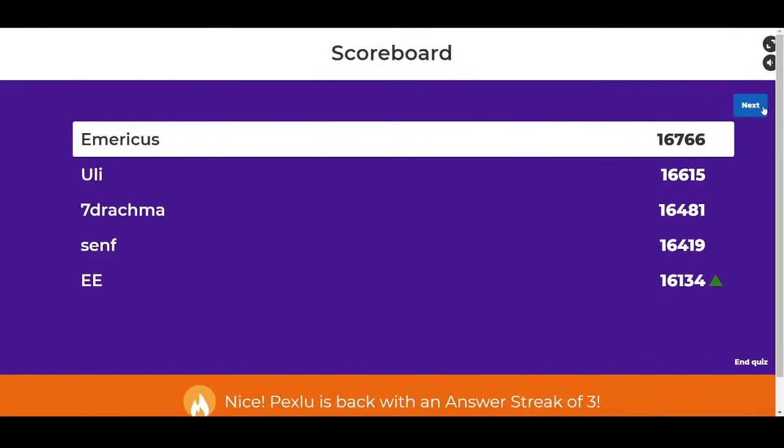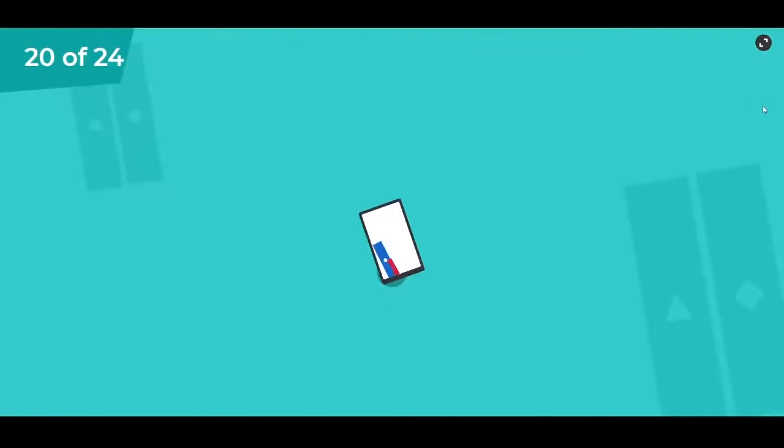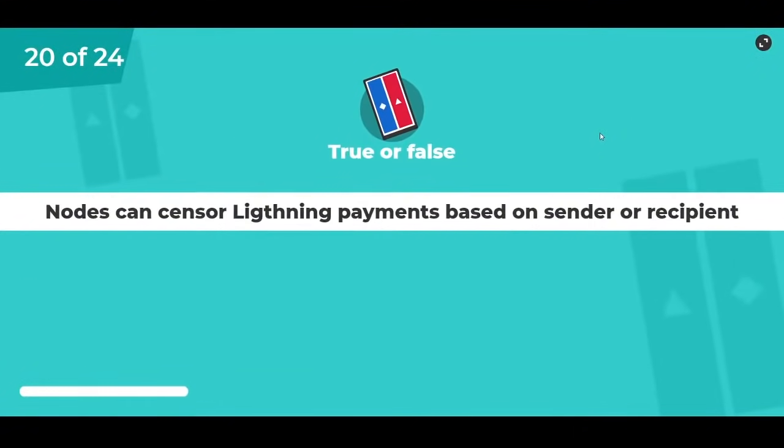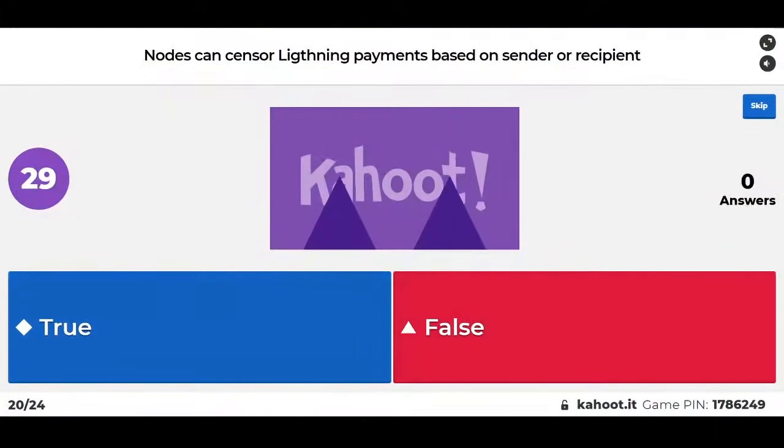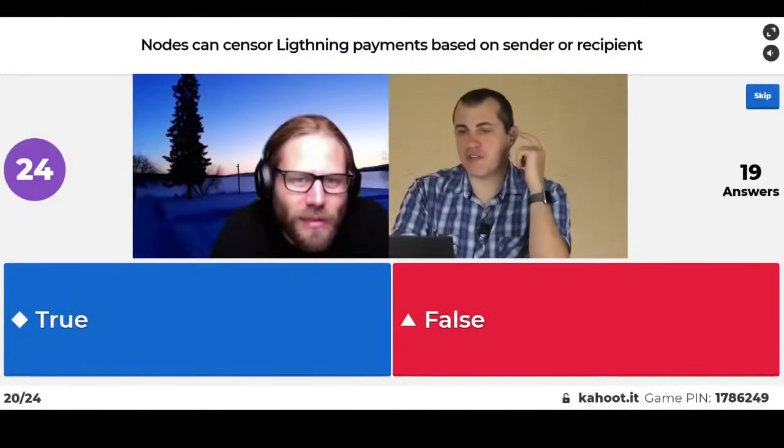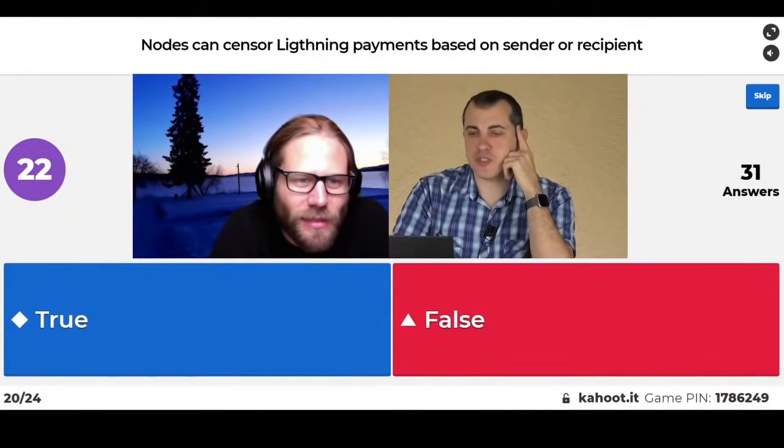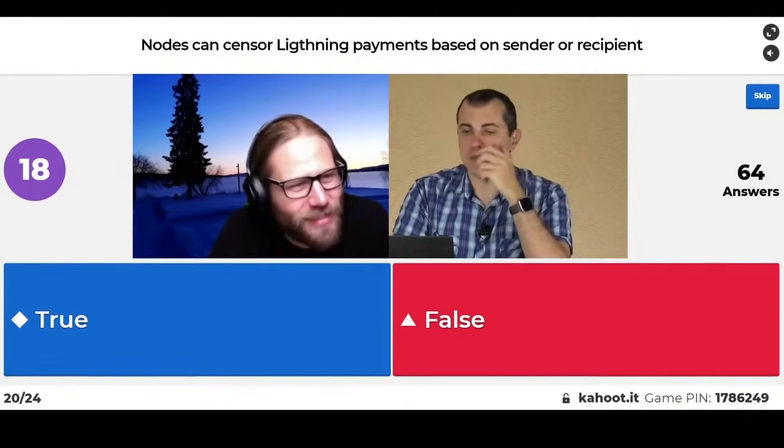He is coming back! Look at that. With a double points question. Awesome. And he promised this. True or false? Nodes can censor Lightning payments based on sender or recipient.